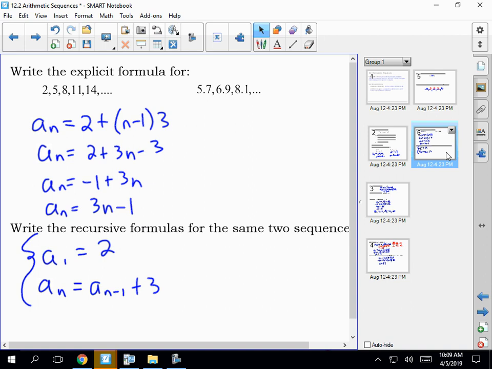But you should be able to write an explicit formula for an arithmetic sequence and understand the connection between that and a linear function. All right, so we're going to now move into series, talking about series next.